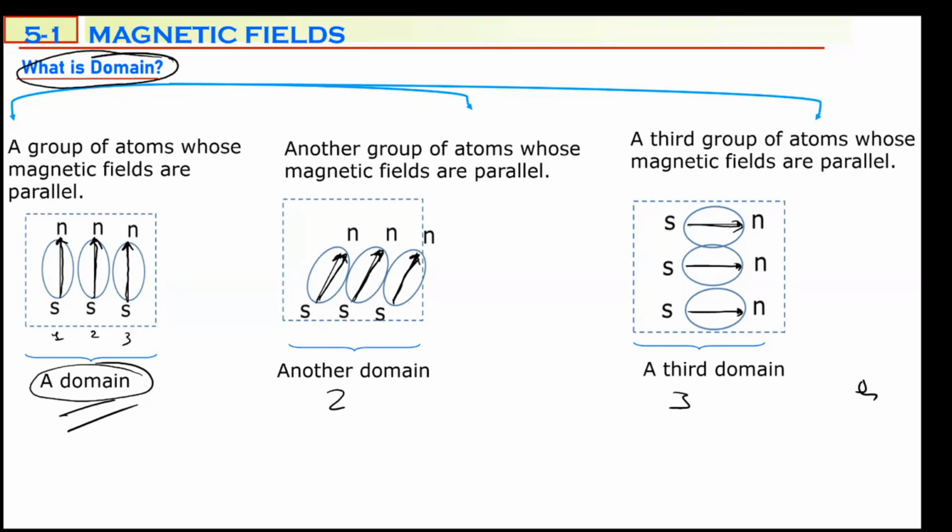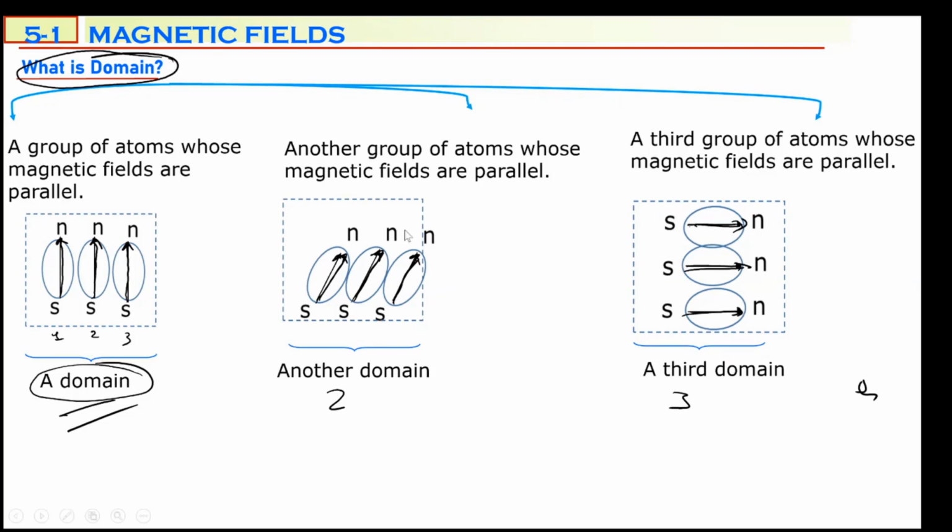Atoms are also like this. If two atoms have their magnetic fields in the same direction, they become good friends and form a domain, a group. Another two or millions of atoms, if their magnetic fields are in the same direction, become another group, a third domain. But all of them have magnetic fields in the same direction. Groups of atoms whose magnetic fields are parallel are called domains.